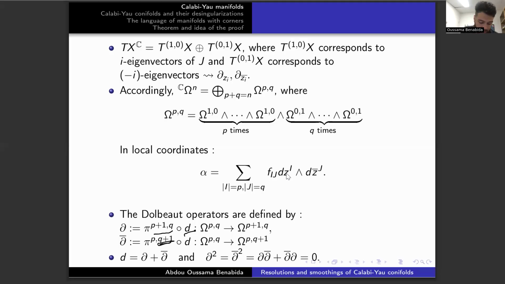What this means is that these can define a cohomology. Because we have del squared equal to 0 and del bar squared equal to 0, we have a cohomology, and this is called the Dolbeault cohomology for this Dolbeault operator. So this is a recall of some basic notions in complex geometry.